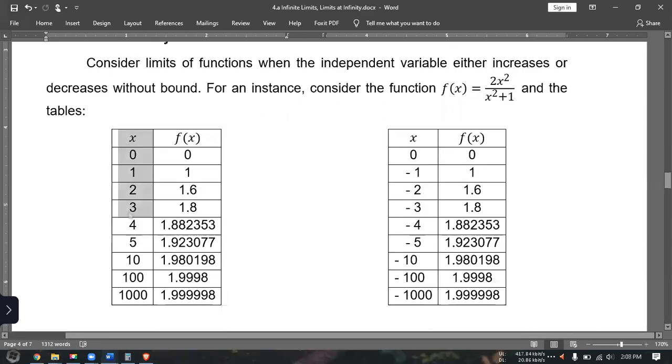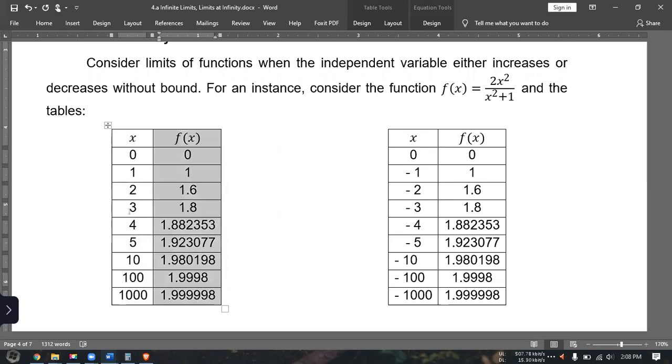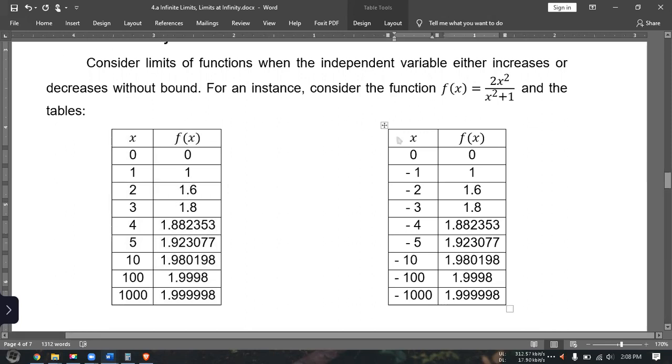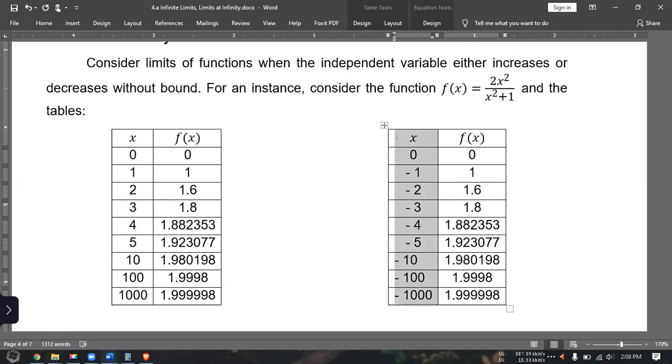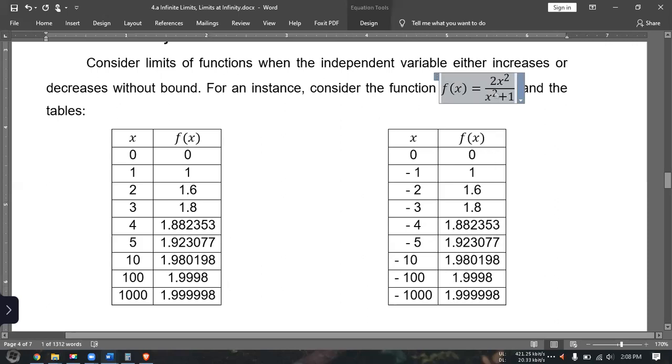Here, our x values are increasing without bound. And there is this specific value that y, or our f of x, is trying to approach. And on the negative side, as our x becomes smaller and smaller, or decreasing unboundedly, again, there is this specific value of y that the function is trying to approach. By the way, the function given is 2x squared over x squared plus 1. Here's the function.